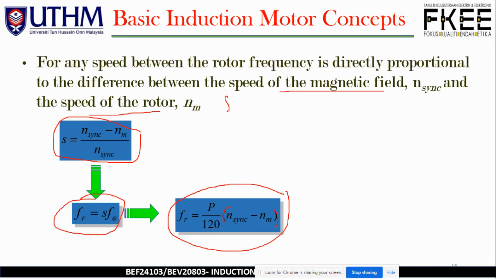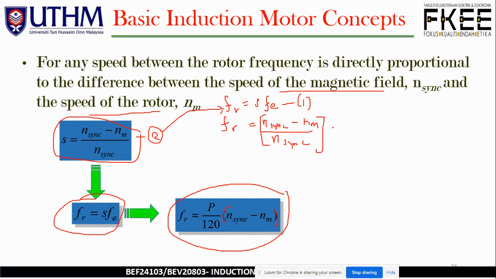So how to derive? Let's say we start with Fr equal to S Fe. This is equation number 1. Next we have S equal to (Nsync minus Nm) over Nsync. This is equation number 2. Alright, so now 2 into 1. This S is now replaced by (Nsync minus Nm) over Nsync. Don't forget all these times Fe.